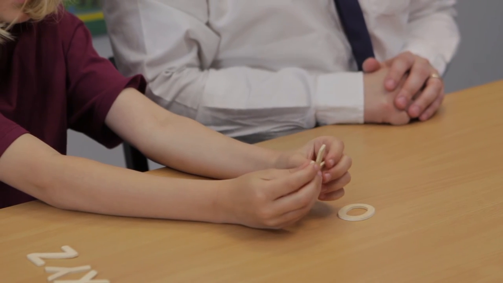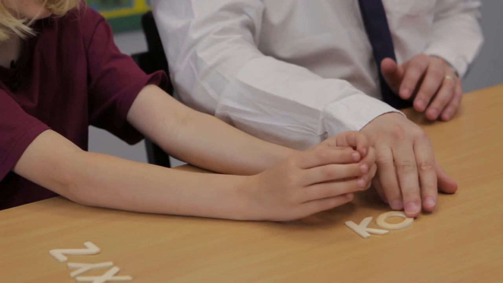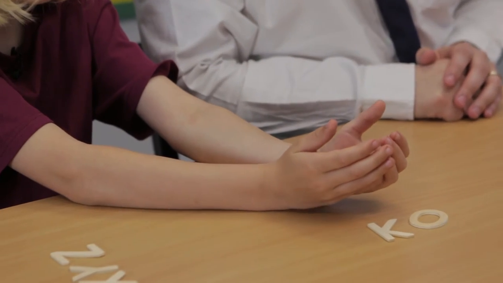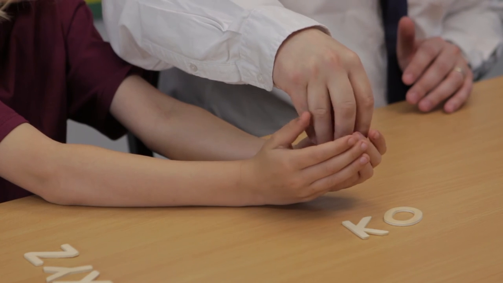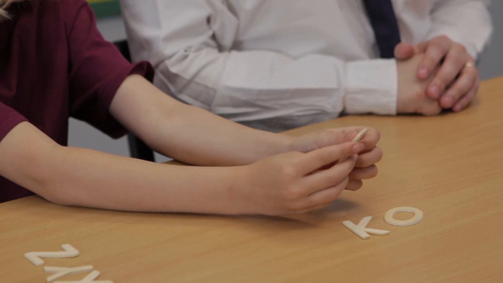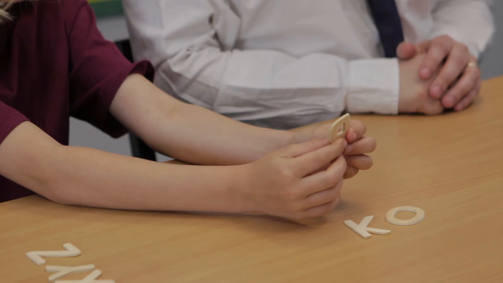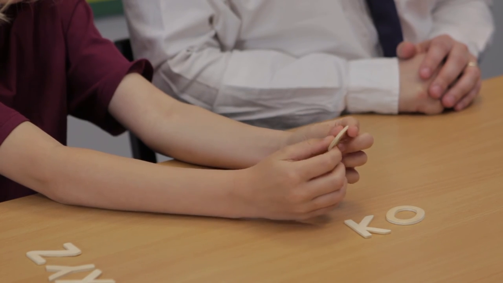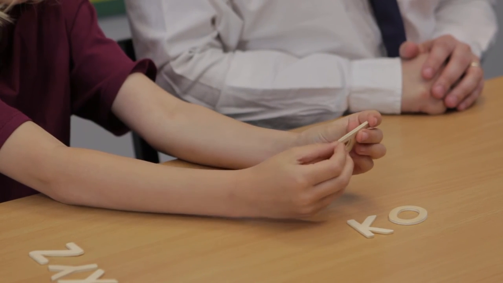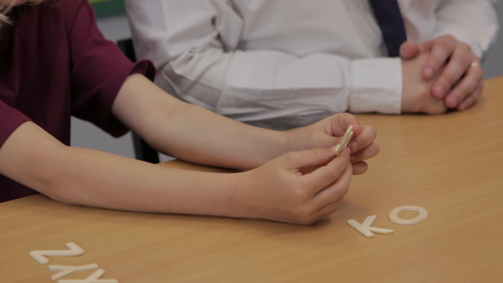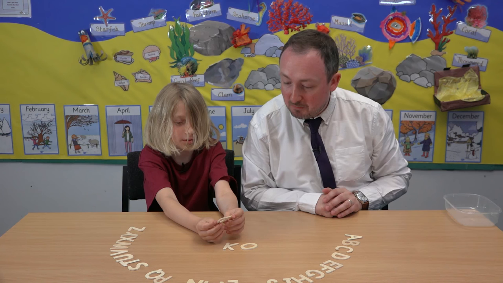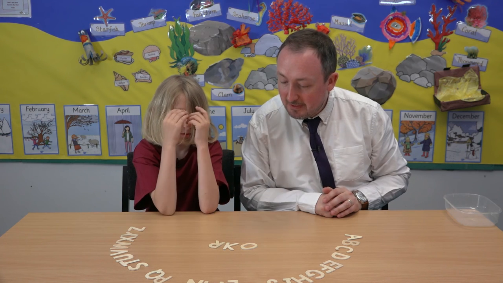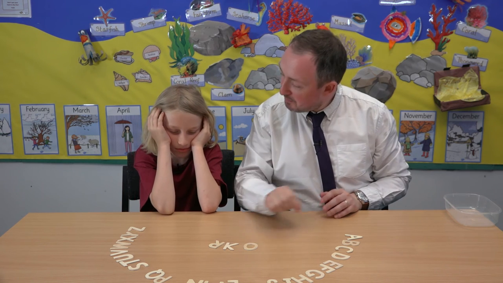Okay, fantastic. Well done. You can put that on the table. Well done. And I'm going to give you one more if that's okay. Can you tell me what that one is? It's an R. That's an R. Fantastic. Well done. Okay, and you can put that one down on the table as well, please. Brilliant. Okay, so you can open your eyes back up.